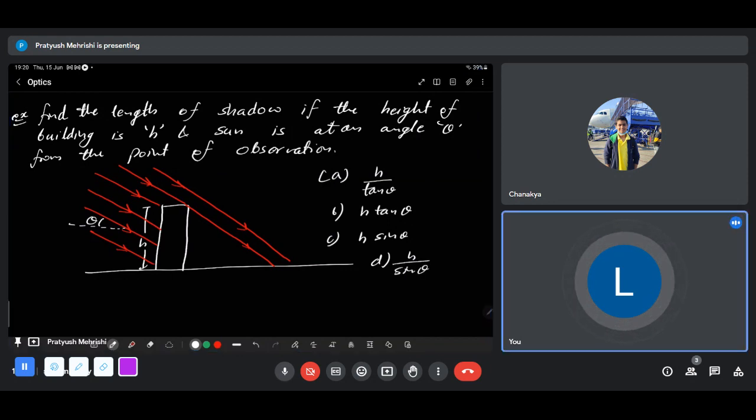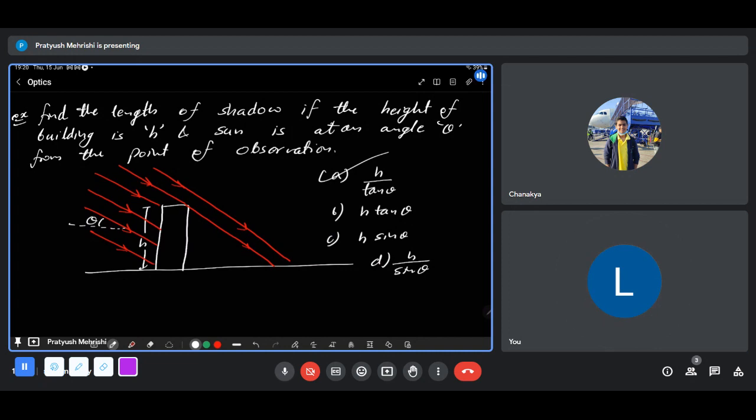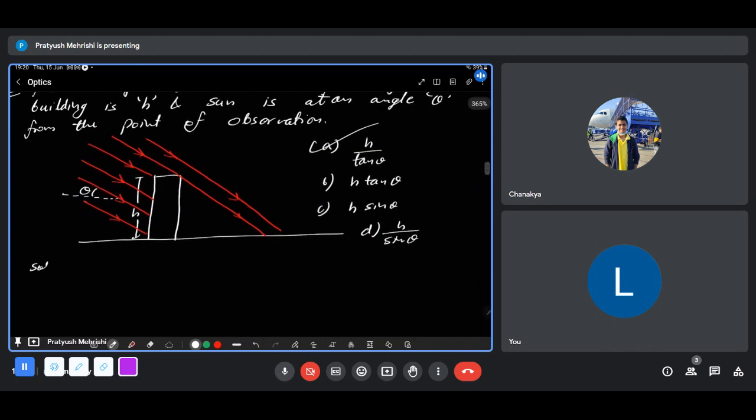H by tan theta. Sorry, A. Option A is correct. Yes, h upon tan theta is correct. See here how to solve this. Chanakya, see here now. Yes, sir.